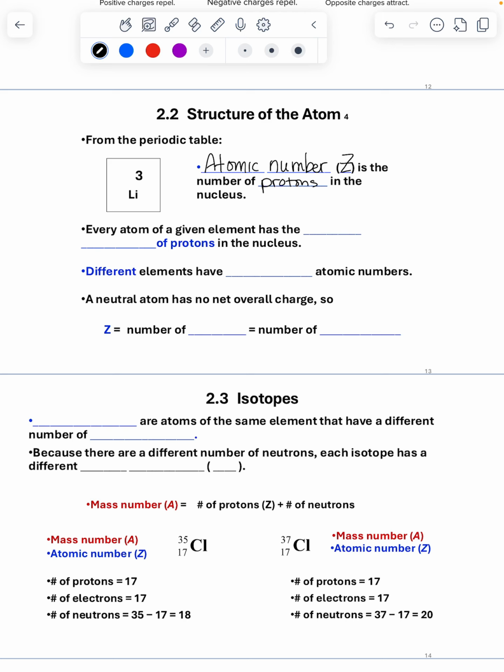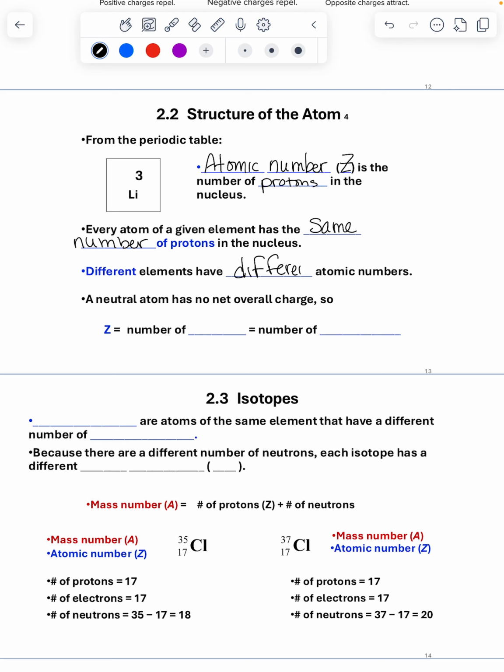So every atom of a given element has the same number of protons. So all atoms of lithium all have 3 protons. All atoms of carbon all have 6 protons. Whereas different elements have different atomic numbers and therefore different numbers of protons.